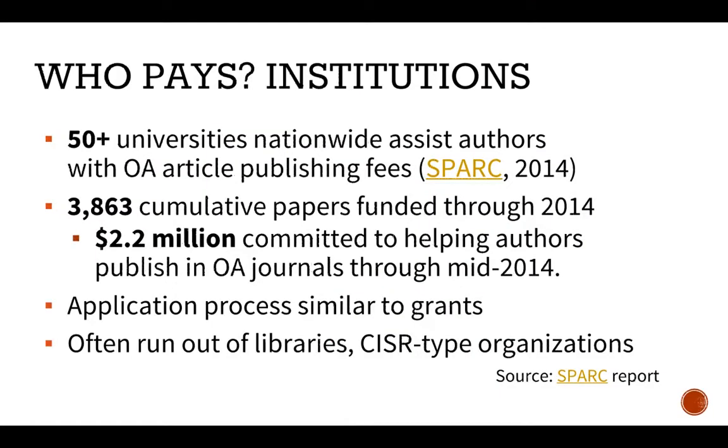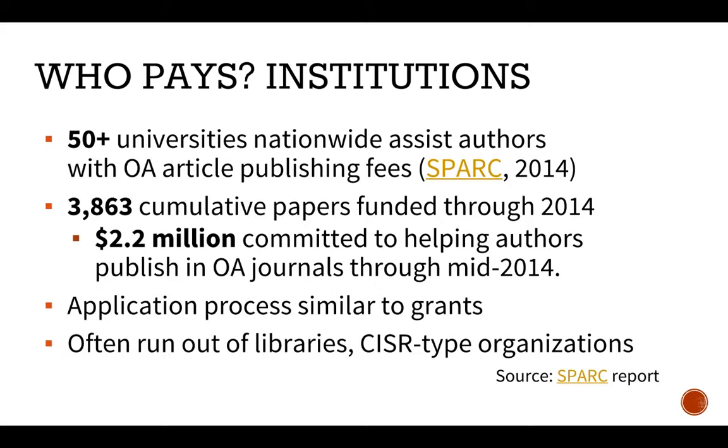If a funding agency won't pay for the cost, institutions might foot the bill for open access publishing. 50+ universities nationwide have set up funds or procedures to assist authors with the publishing fees. As of 2014, nearly 4,000 papers were funded this way at a cost of more than $2.2 million. Most schools are creating an application process that runs similar to their grant application. The funds are often run out of libraries or CIO-type organizations.